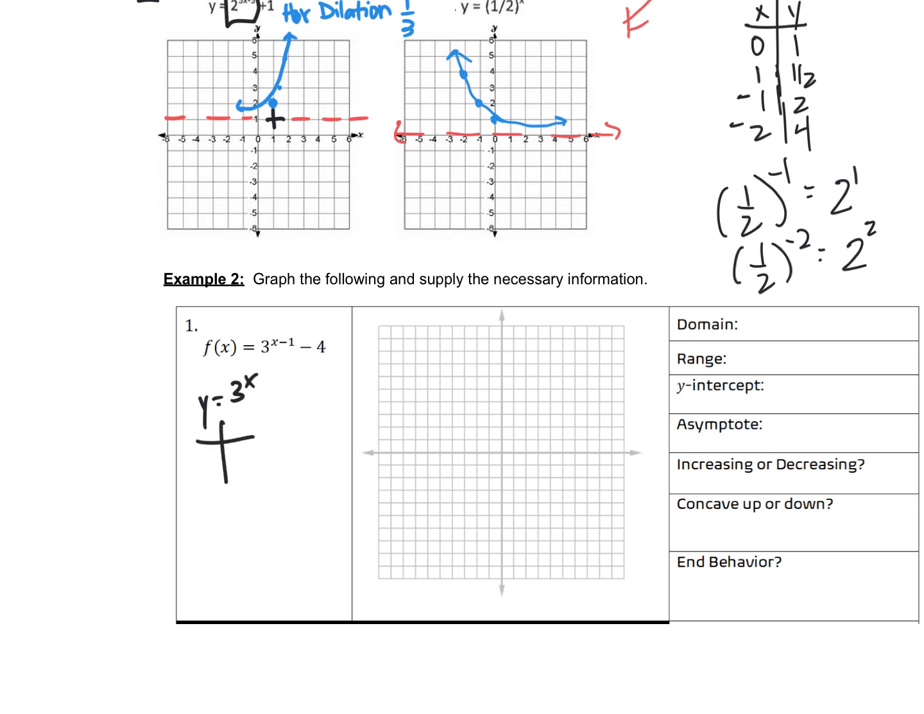If it helps you to get some points, get some points for just the parent. What's 3 to the 0? 1. What's 3 to the first?